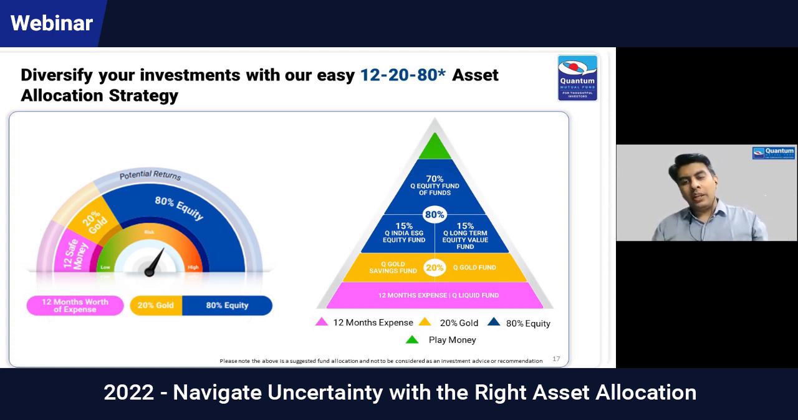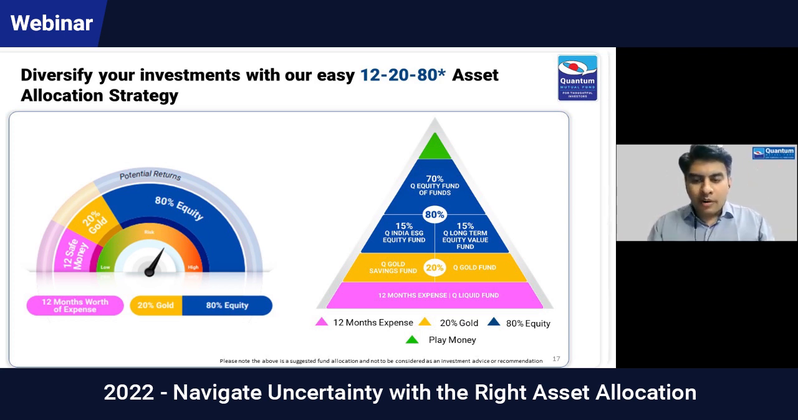So when you need money, say in 2008, you needed money for your children's education. Equities were down by 50%. Was it a good time to remove money from equities? It was not. Gold was up by 30%. Would I touch my gold bucket at that point and remove money from that? Yes, I would. And then over a period of time, rebalance it back to 12, 80, 20.